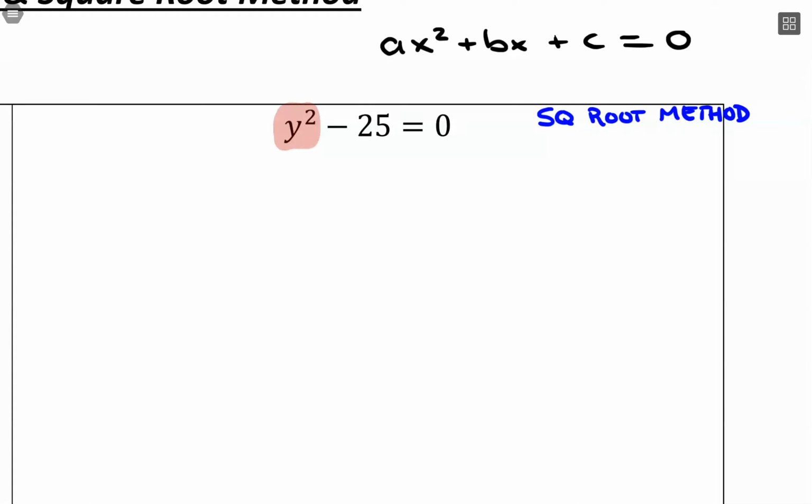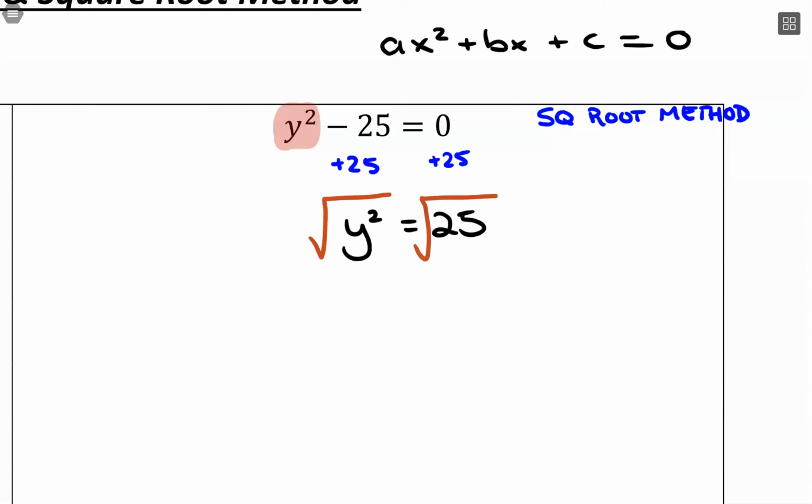So we want to isolate that first. I'm going to add 25 to both sides of the equation. So I get y squared equals positive 25. And then what we can do is take the square root of both sides of the equation. So the square root of y squared is y. When we take the square root of both sides, it's super important to have the plus or minus. You have to have the plus or minus. And then the square root of 25 is 5.